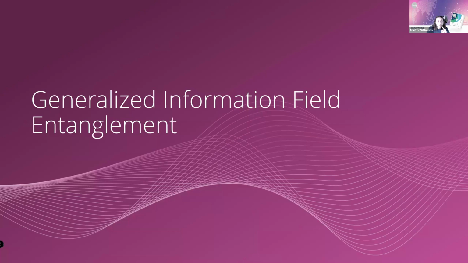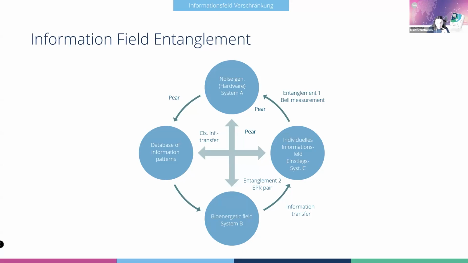Now, generalized information field entanglement. So this is actually the most important slide of this presentation. So what do we see here? First, on the bottom, we have the bioenergetic field, system B it's called here. Then we have the individual information field. And then we have the noise generator, and then we have the database of information patterns. Now, what is actually happening here?